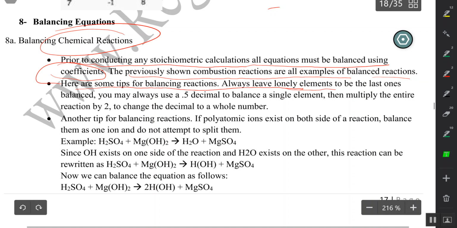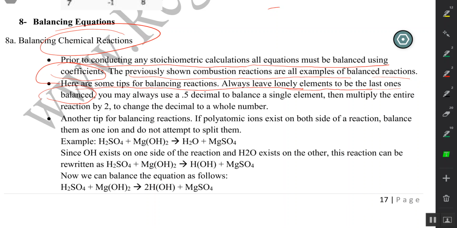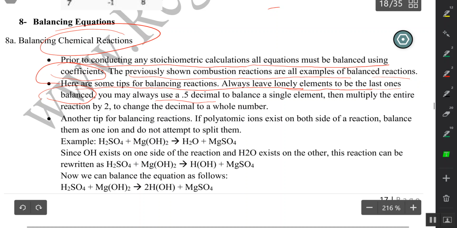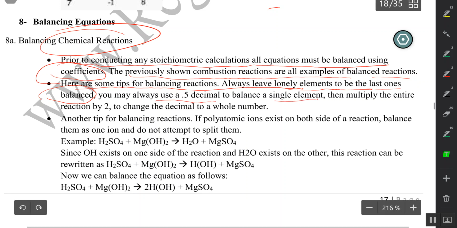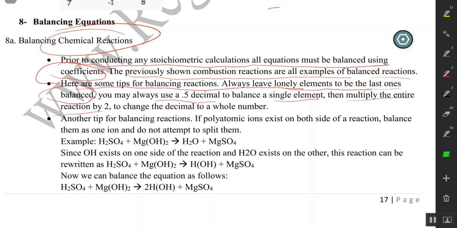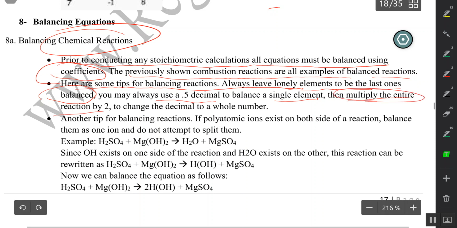Always leave lonely elements to be the last ones balanced. So if there's an element that's by itself, not bonded to other elements, leave it to be the last one balanced. You can always use a half, a decimal number such as 0.5, to balance a single element. And then at the end, you can multiply the entire reaction by 2 to change that 0.5 to a whole number, in this case, 1. Keep in mind, we multiply the entire reaction by 2.